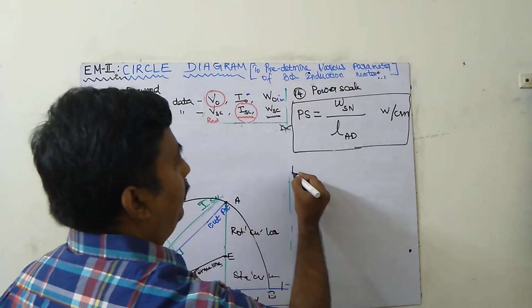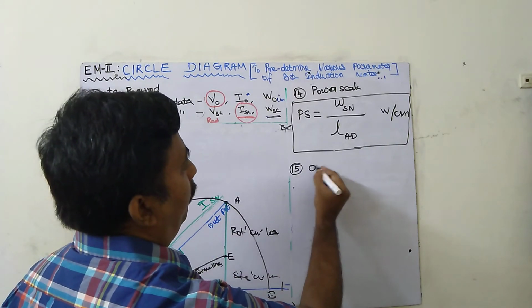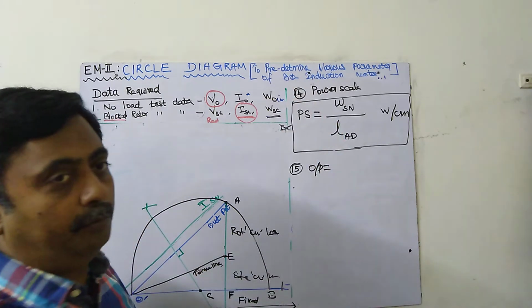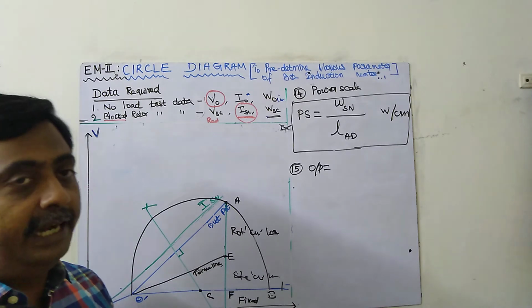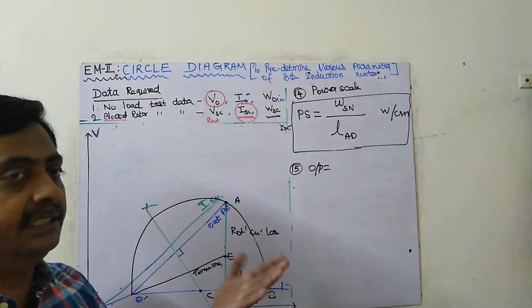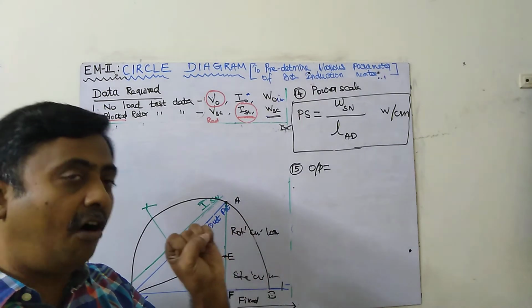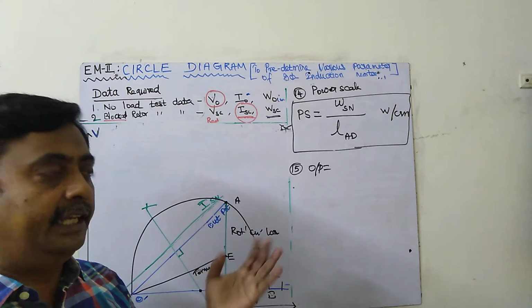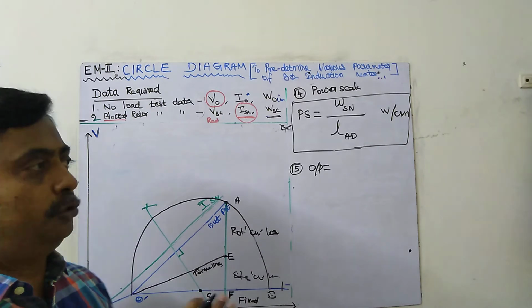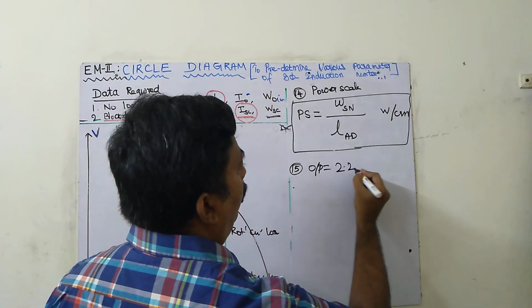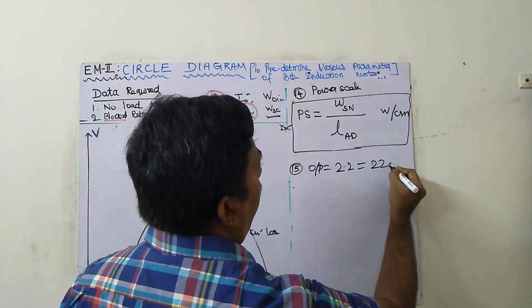So the 15th step, we have to check the output power. The output power in our machine will be in the nameplate details. It will be in horsepower or kilowatts. Either horsepower or kilowatts, we have to convert it into watts. Suppose 2.2 kilowatts, what is it? 2.2 kilowatts will be equal to 2200 watts.